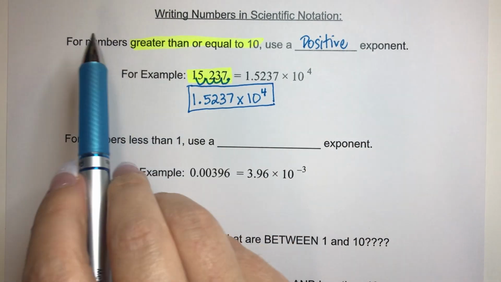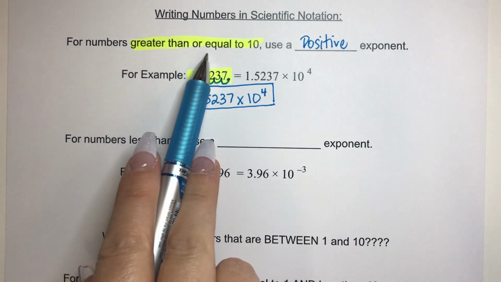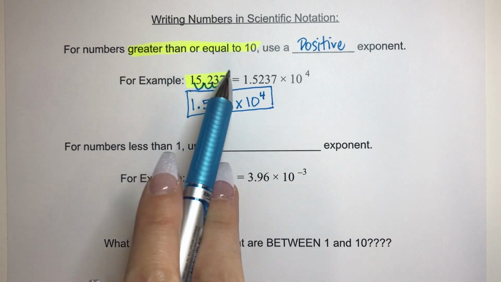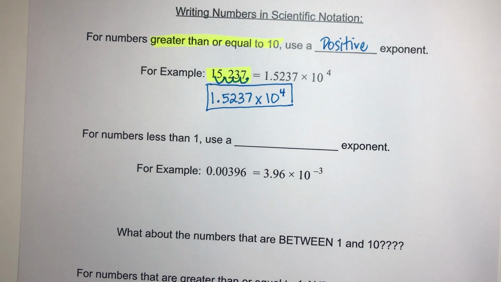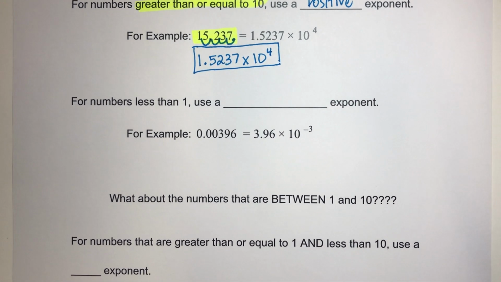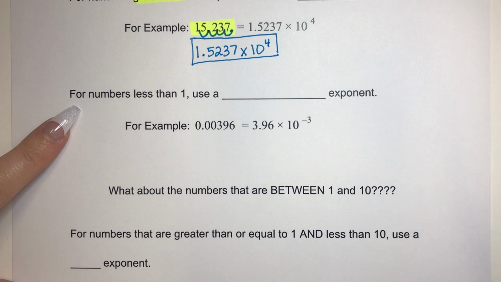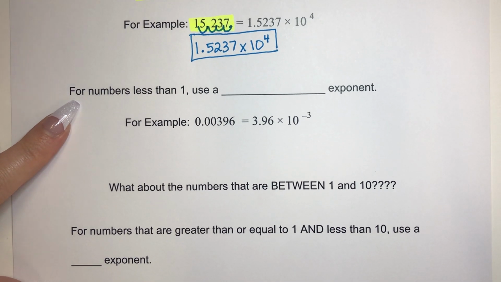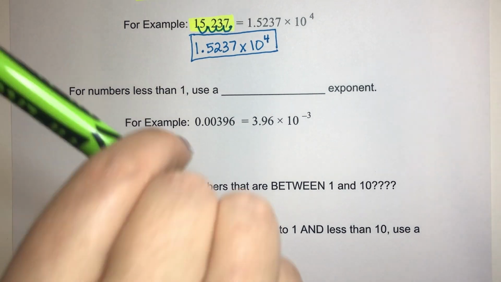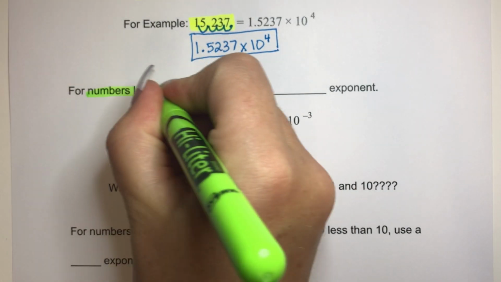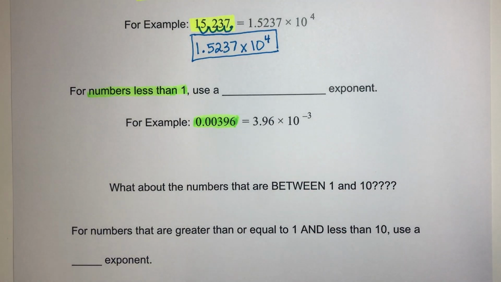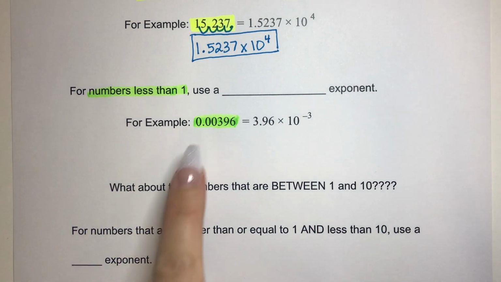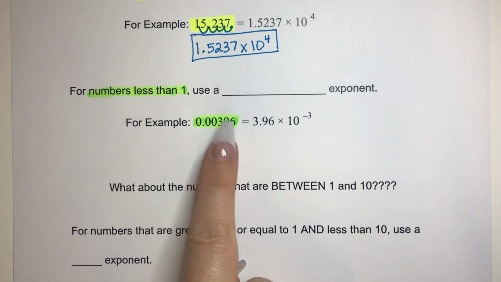Okay, so that was discussing numbers greater than or equal to 10. So 15,000 is greater than 10. Now let's talk about numbers that are less than 1. So what would be a number that is less than 1? Well, this is a number that's less than 1. So how do we write this in scientific notation?